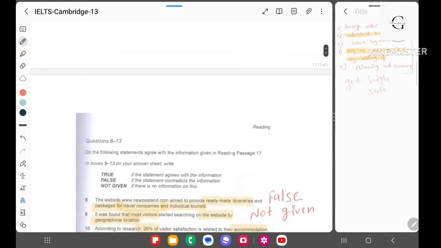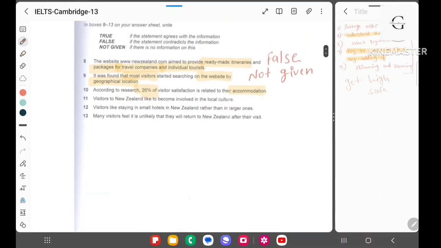So let's go to the passage. According to research, 26% of visitors' satisfaction is related to accommodation. No, it was not just for accommodation, it was accommodation and transport. So accommodation was 13% and the transport 13%. So this answer must be false. Let's do the next one.